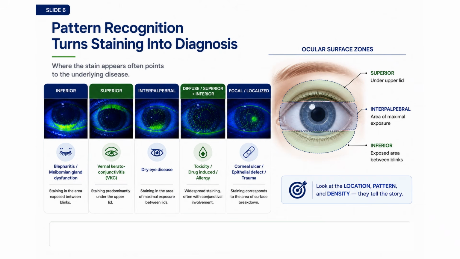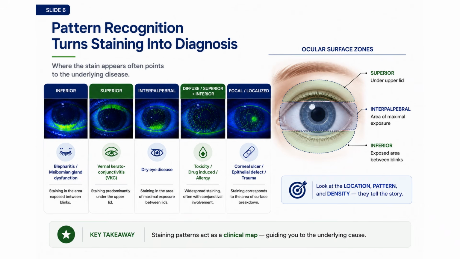Focal or localized staining is usually seen in an ulcer, an epithelial defect or trauma. Staining pattern acts as a clinical map guiding you to the underlying cause.